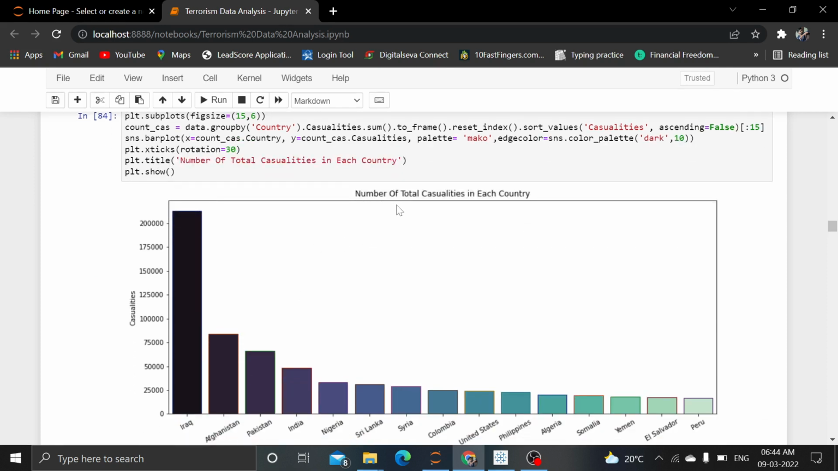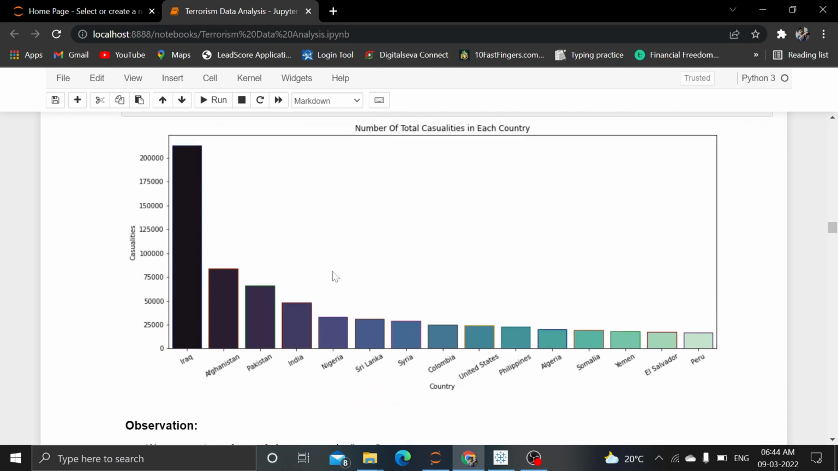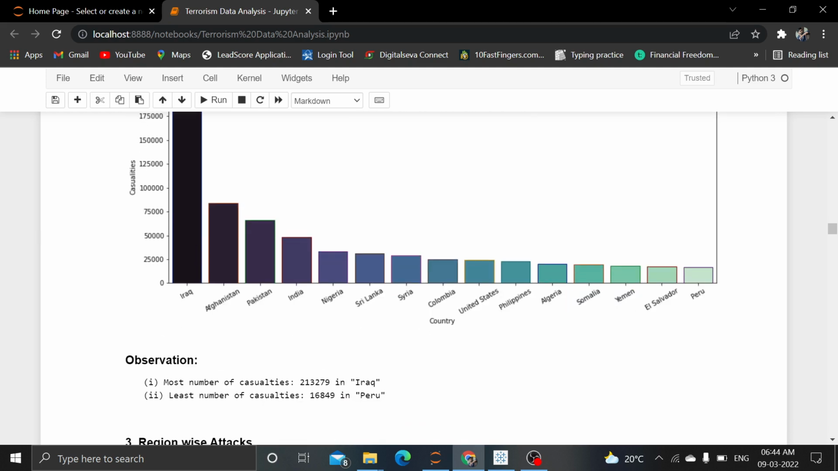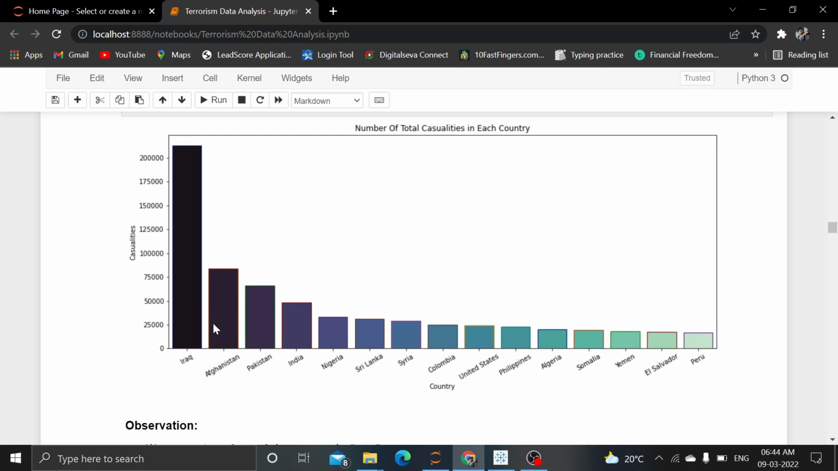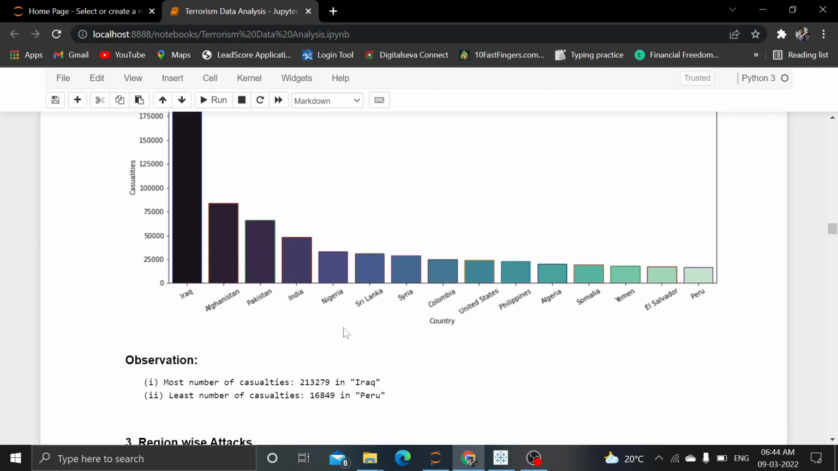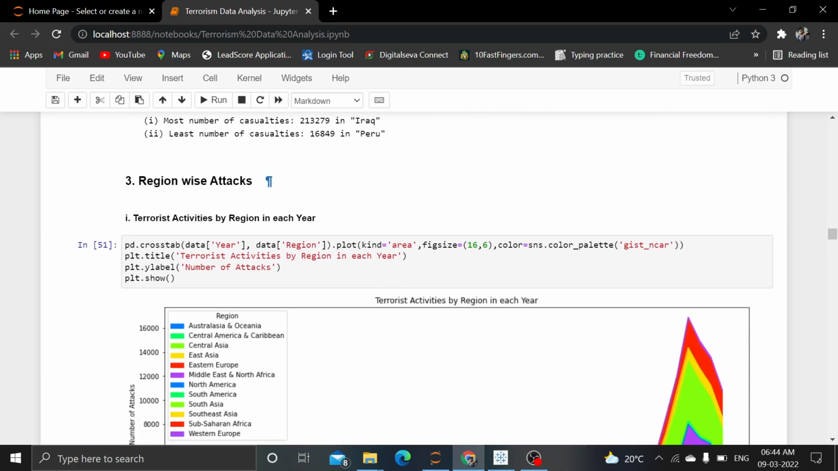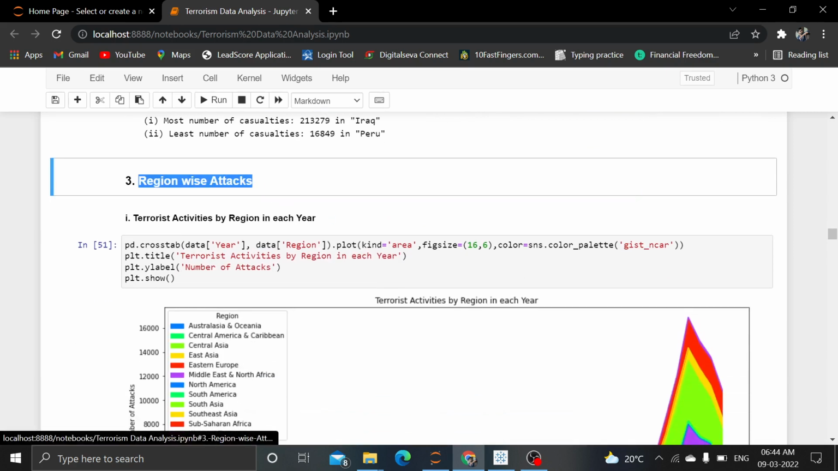This graph shows the number of total casualties in each country. You can see that Iraq is also topmost in casualties. There are 213,279 casualties in Iraq, followed by Afghanistan, Pakistan, India, and also Nigeria.